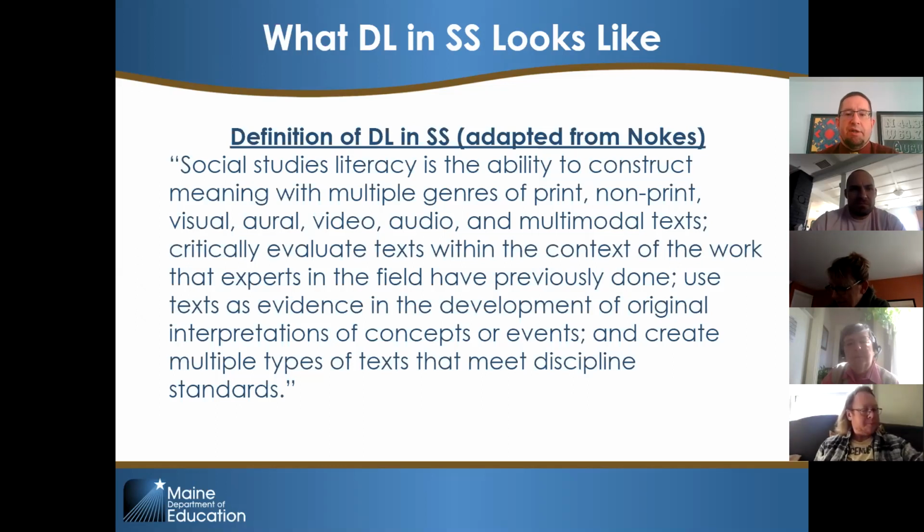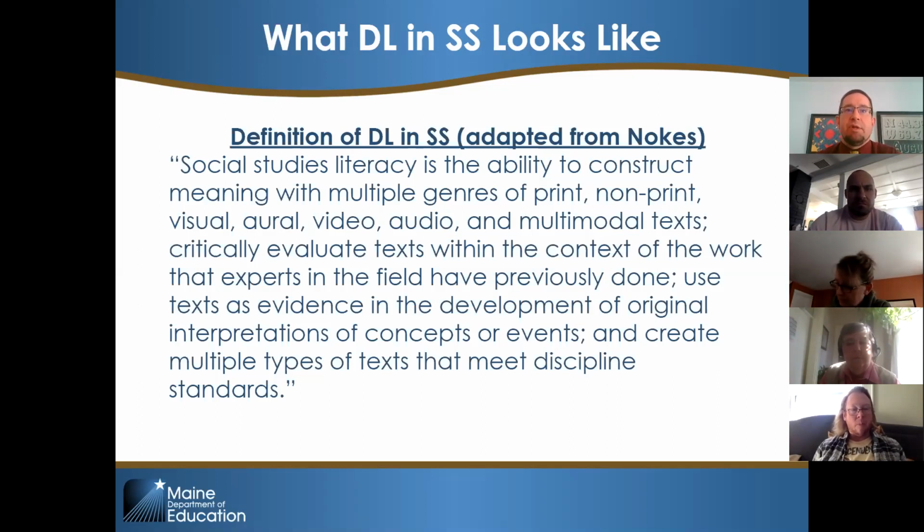But social studies literacy, as I look for 4 things in here, it's the ability to construct meaning. They have to do something with what they're reading with multiple genres. They have to critically evaluate a text. They don't take it at face value. They have to look at it in context of what others have done. They have to use the text as evidence in the development of their own work. And then they have to be able to create multiple types of texts.